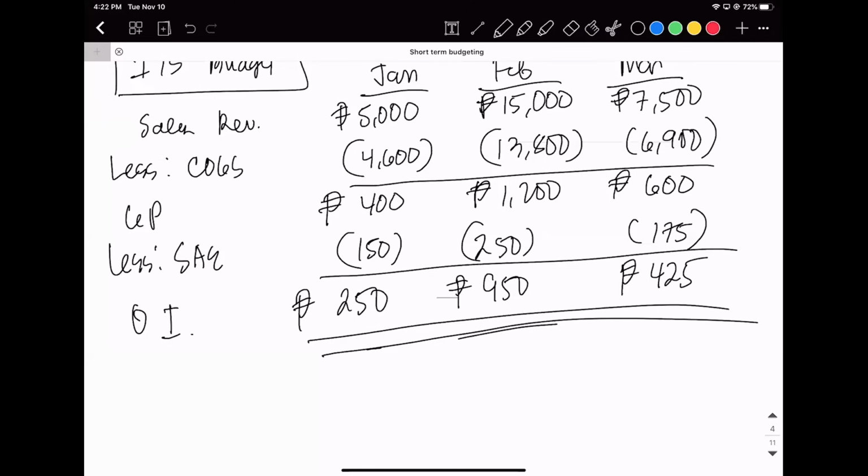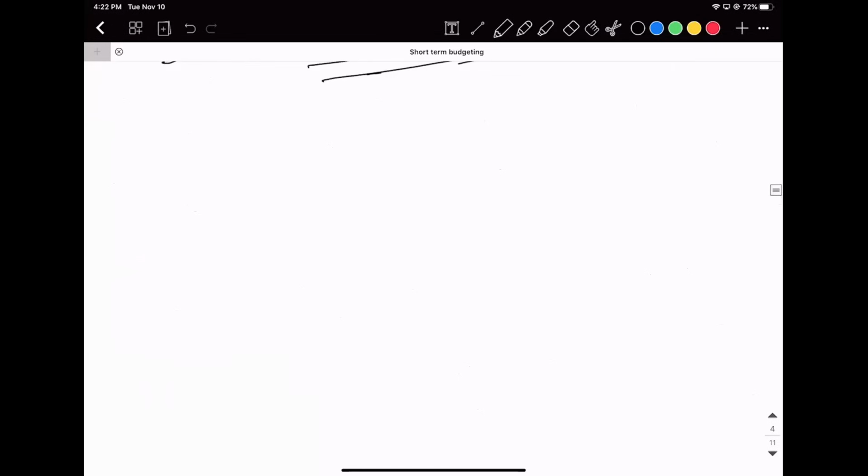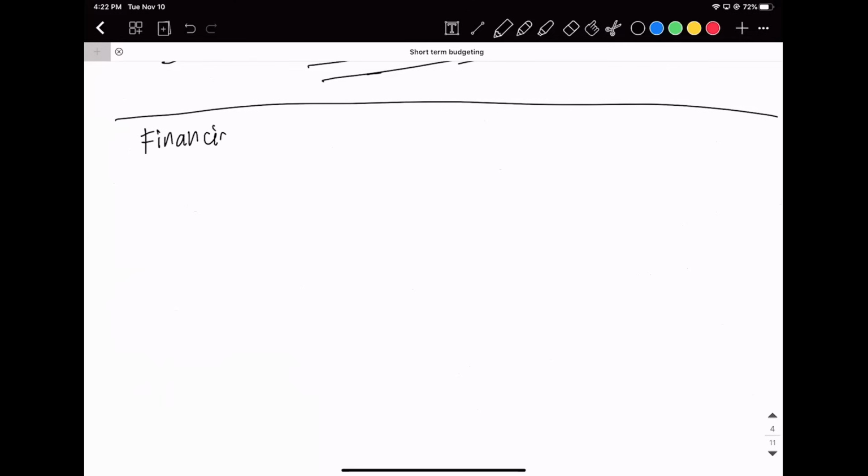So we're now done with operating budget. So let's proceed to financial budgets. So financial budget, okay, the first item is your cash receipts budget. Yeah, cash receipts budget.